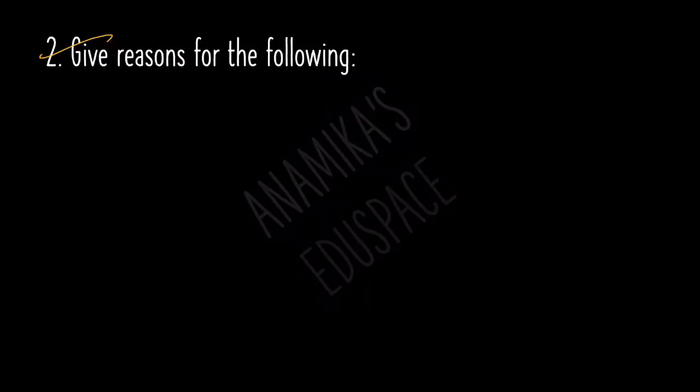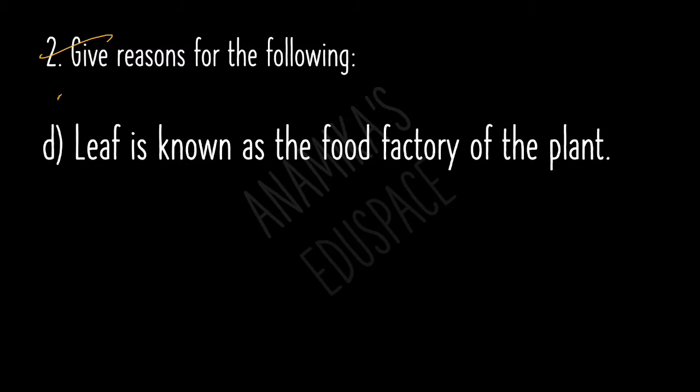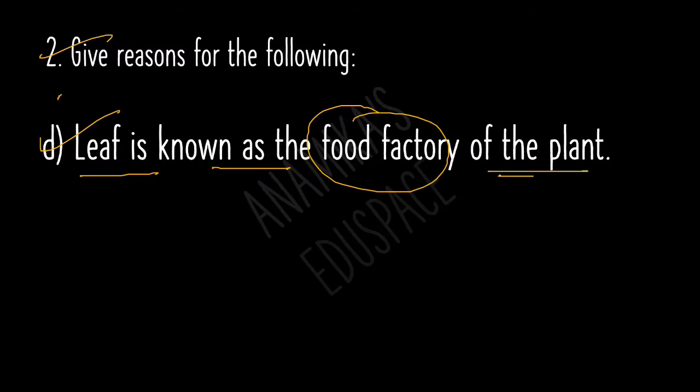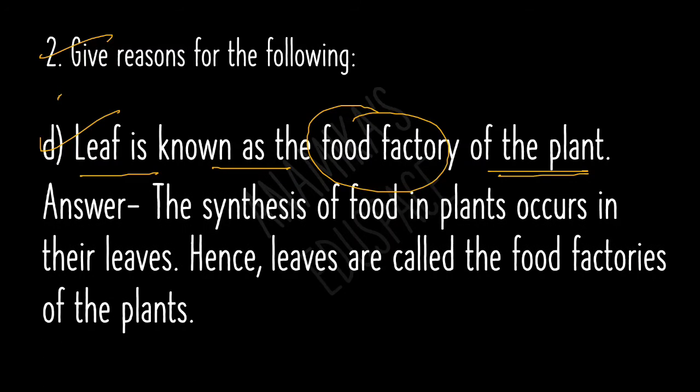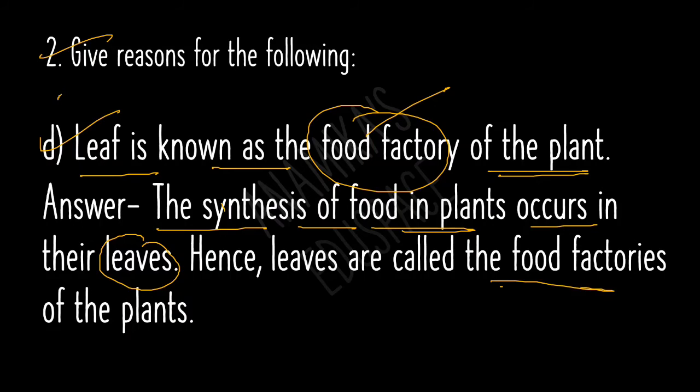Next question. Give the reasons for the following. D. Leaf is known as the food factory of the plant. Answer. The synthesis of the food in the plant occurs in their leaves. That's why it is known as the food factory. Also, we can call the leaf the kitchen of the plant.